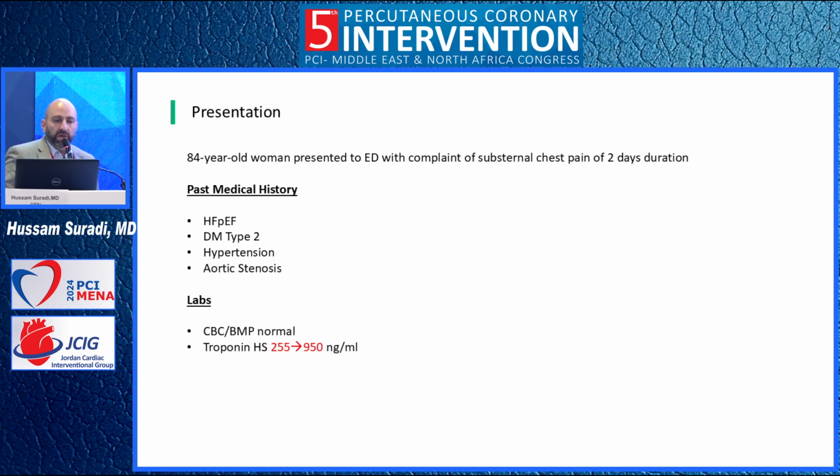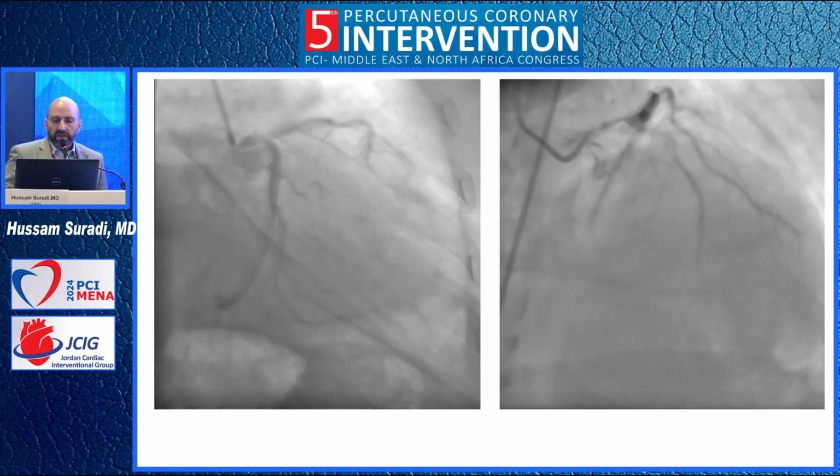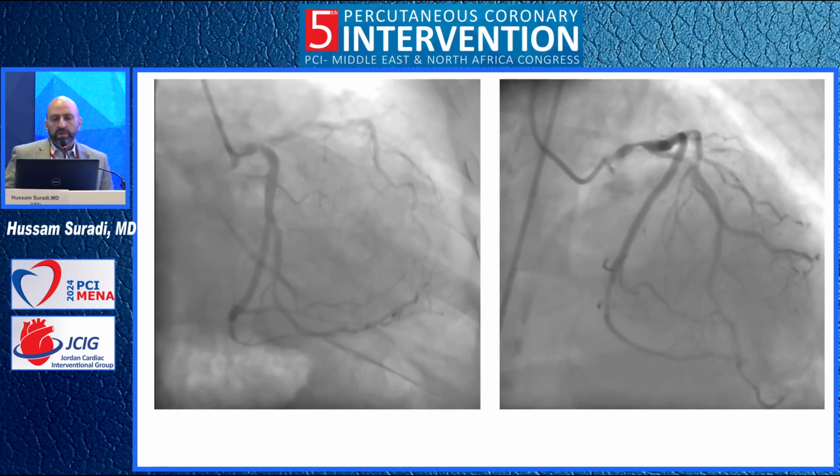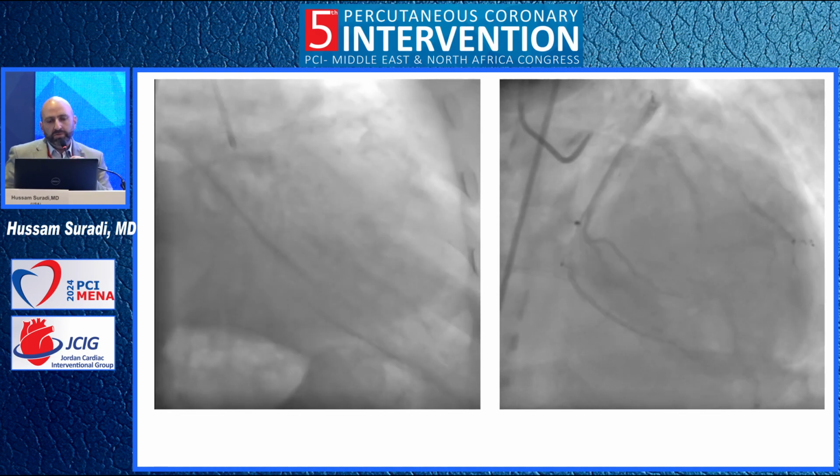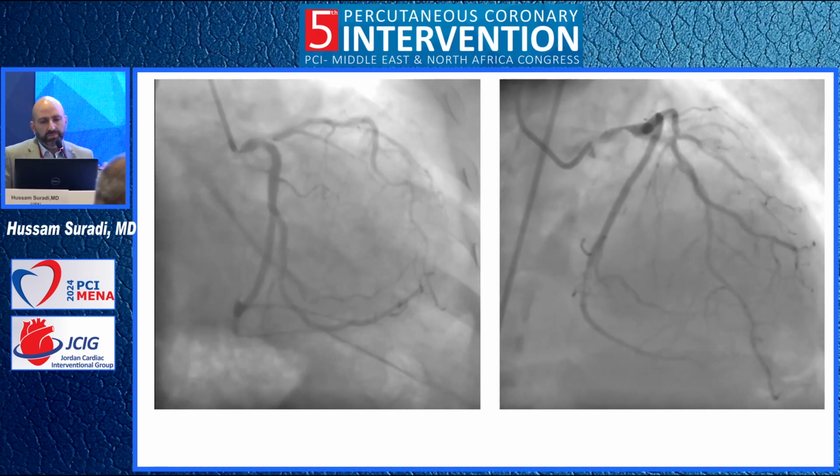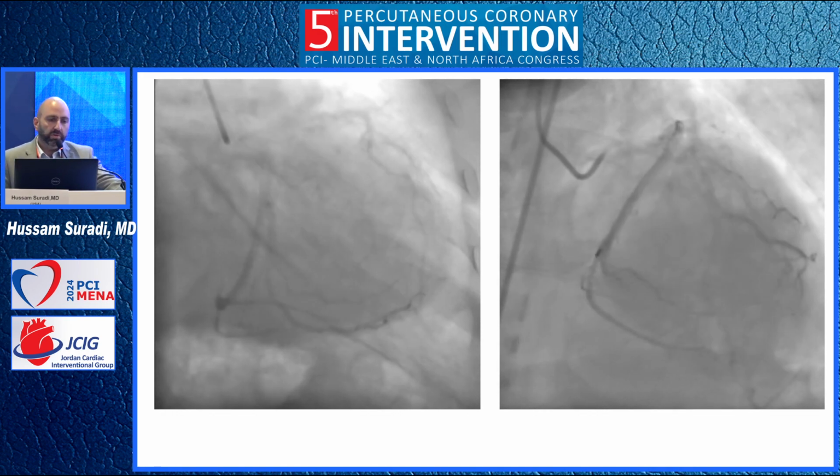So our patient is an 84-year-old lady who presented to the hospital with anginal chest pain, ruled in for non-STEMI. She has past medical history of HFpEF, diabetes mellitus, and stage D3 aortic stenosis. This case actually was performed by my colleague, but I was called in to help with a complication that you'll see here shortly.